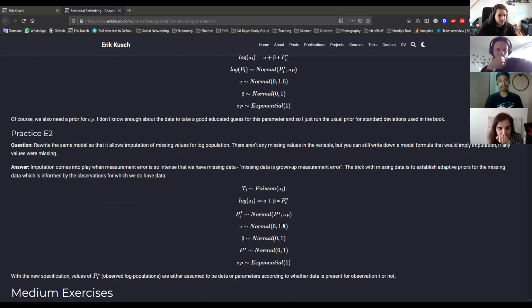The important thing to point out here is that with this specification, this distributional assumption of P star I coming from a normal distribution with some mean and some standard deviation is a likelihood for all of the cases for which we have data, and a prior for all of the cases for which we do not have data, where the mean of P star gets updated with every data point that we do have, as well as sigma P, to come to a more informative prior. So basically this is one big adaptive prior for all of the unobserved data.